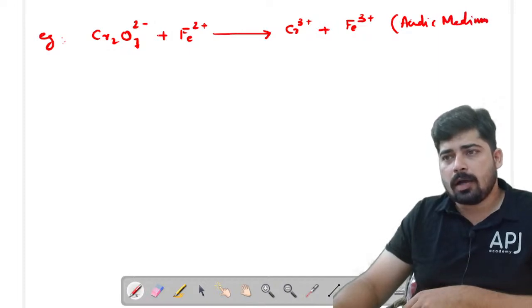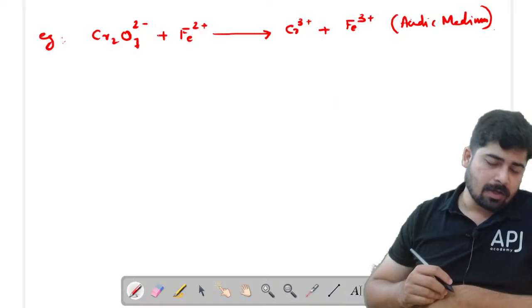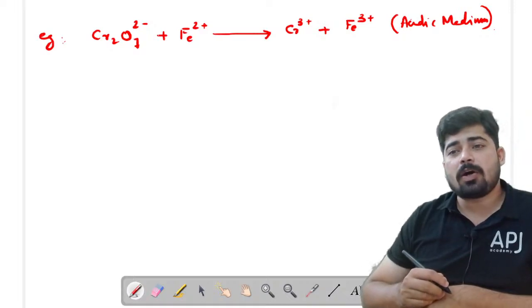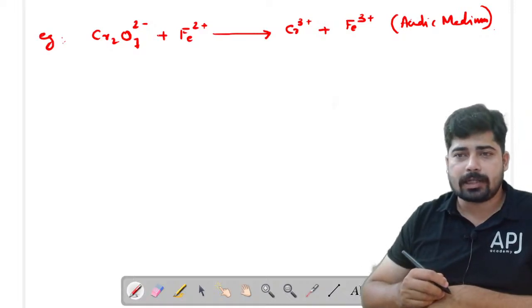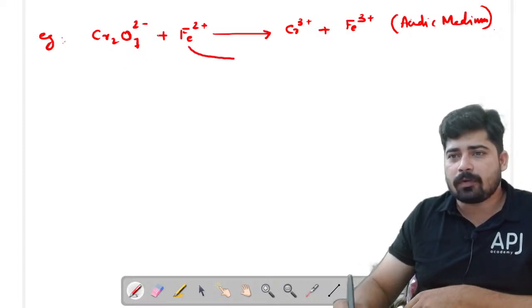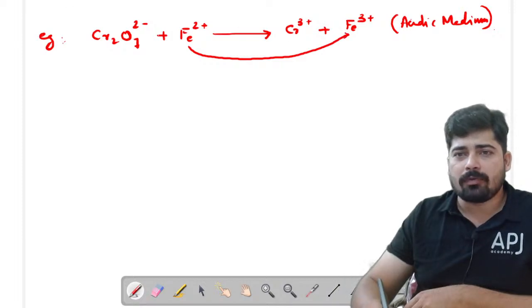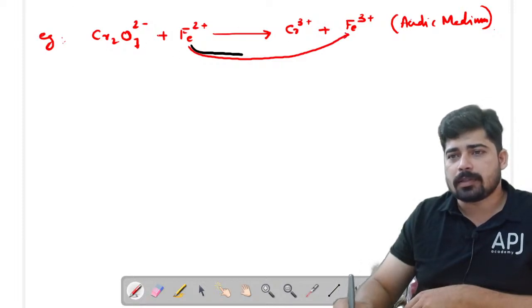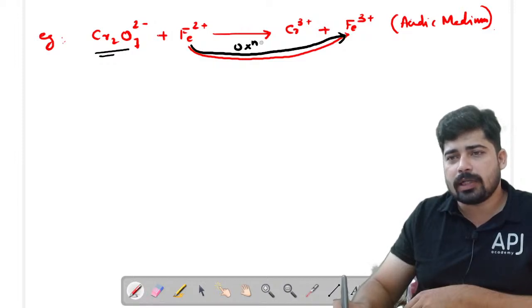Now what is the first step? First step is to identify the oxidation and reduction reactions. Here you can see that Fe2 plus has got converted to Fe3 plus. So here Fe2 plus has undergone oxidation.